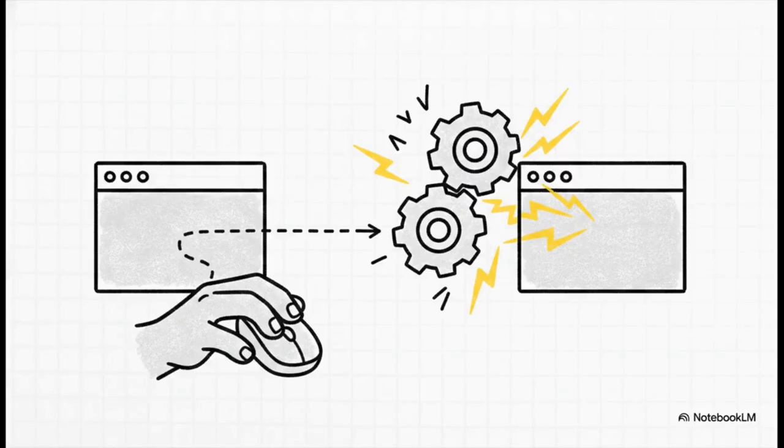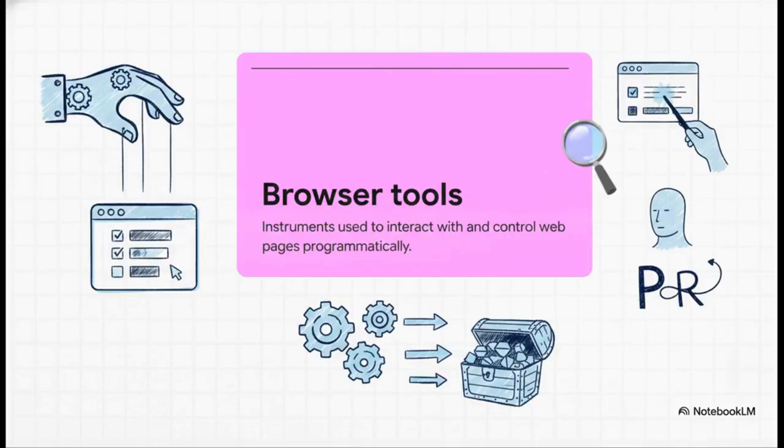All right, let's lay down the technical foundation with Pillar 1, browser tools. Now, what's really fascinating here is how this completely redefines something you already use every single day. Browser tools are essentially instruments and capabilities used to interact with and control web pages programmatically. So instead of moving a physical mouse to click a button on your screen, you're using tools and scripts to send a direct signal to the browser. You're interacting directly with the website's underlying code. These tools are the foundational building blocks for everything else we're going to do today.